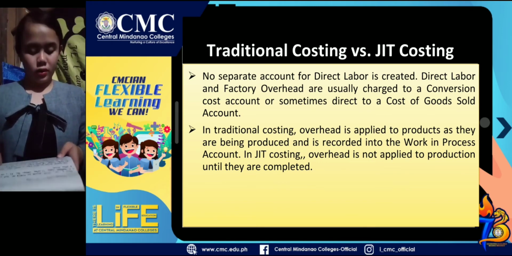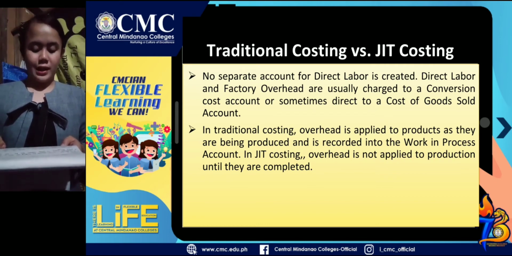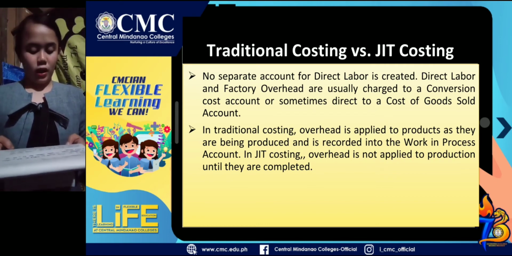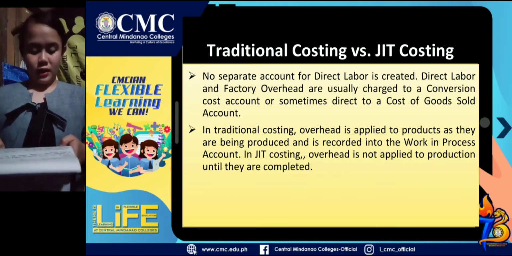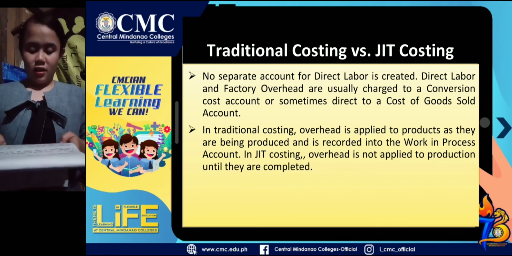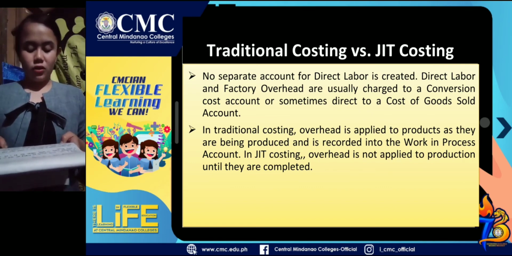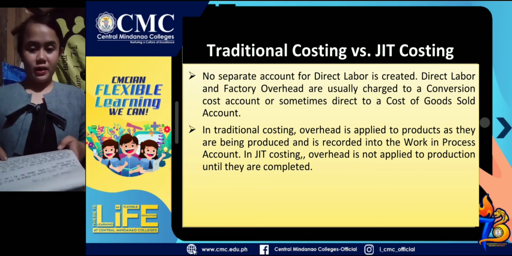In traditional costing, overhead is applied to products as they are being produced and is recorded in the work in process account. In JIT costing, overhead is not applied to production until the units are completed.